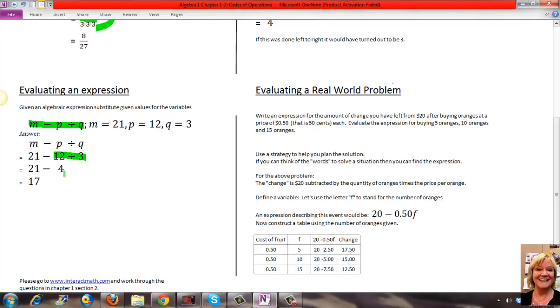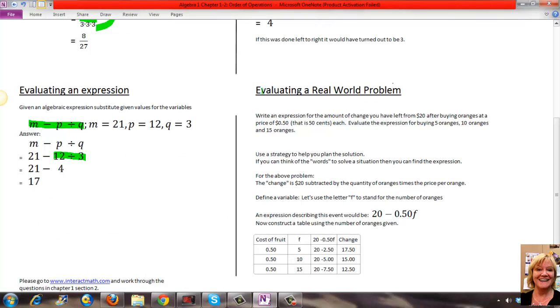Once we've done that, we now go to addition and subtraction, and we work those left to right, so we just got to work out what 21 minus 4 is, and you can see I've written the answer underneath. All the work lines up. Please don't go across, work down the page so it's very neat and you can see what one step happened after another. So that's evaluating an expression.